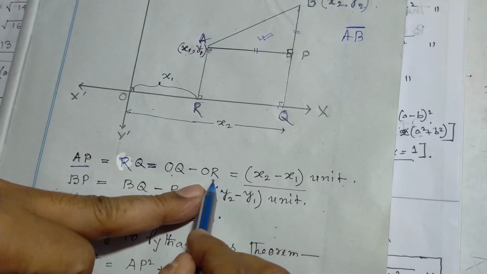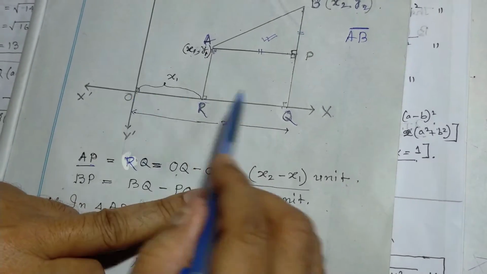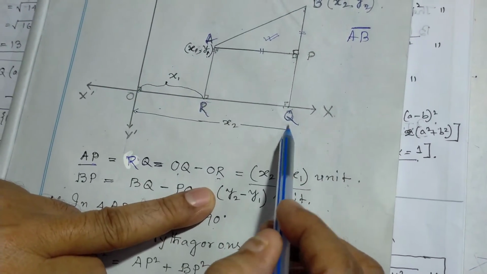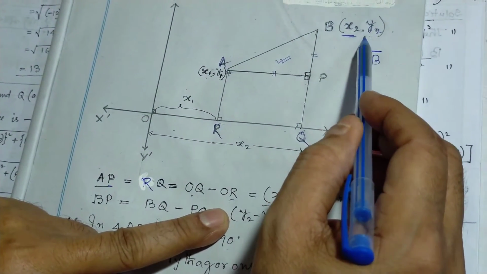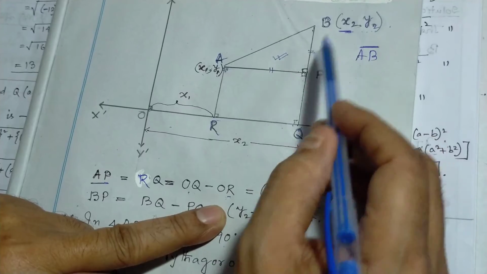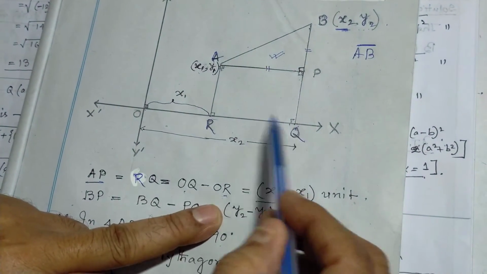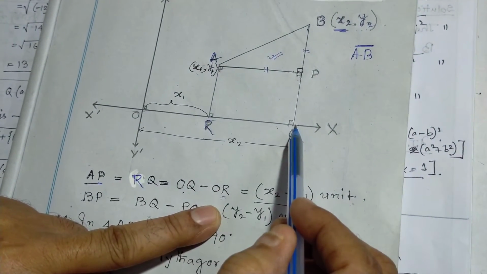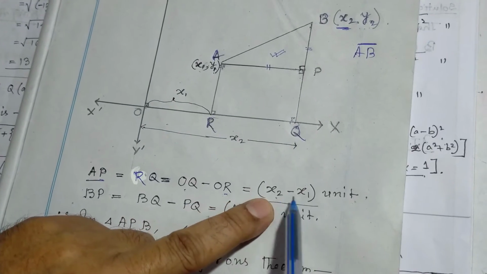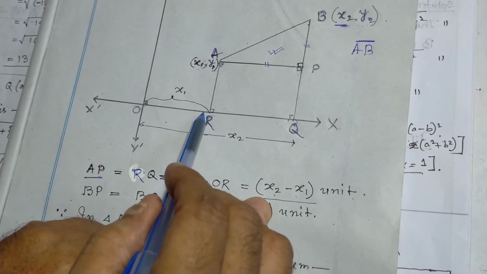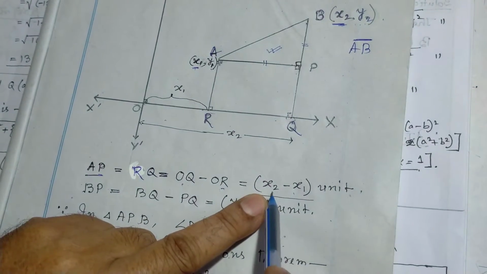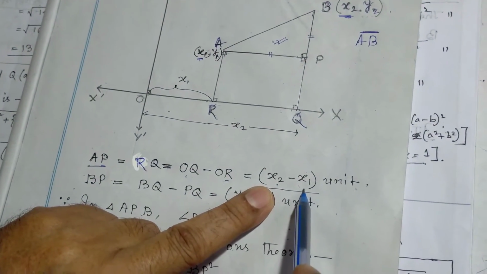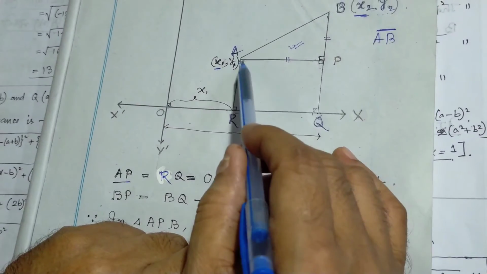OQ minus OR. What is the value of OQ? OQ is x2, because the coordinate of the B point is x2 comma y2. So x2 is the distance from O to Q. So x2 minus OR. OR means this coordinate, which is x1. So x2 minus x1. So I have got AP.